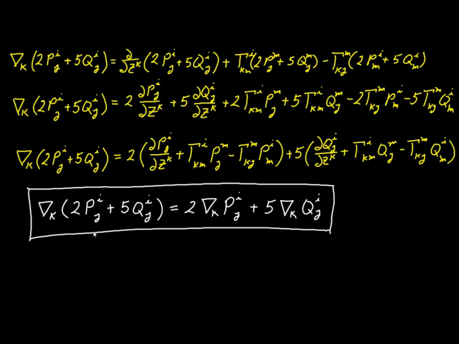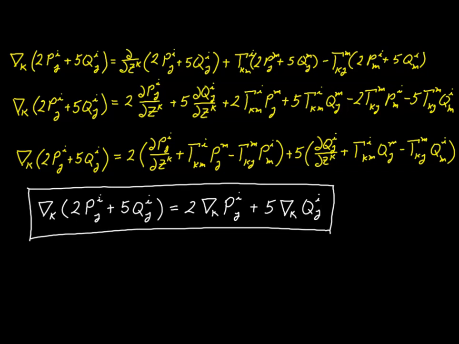So the sum rule is that the covariant derivative of a sum of tensors like this is equal to the sum of the covariant derivatives of each of those two tensors taken individually. Now, because we can factor out the scalar factor like this, we can also say that the covariant derivative is a linear operation.